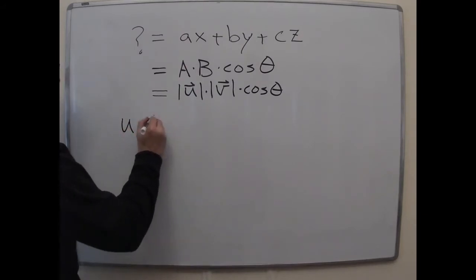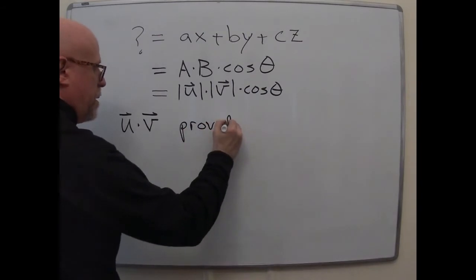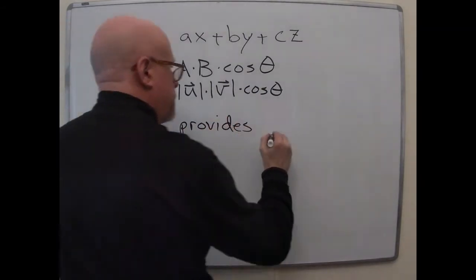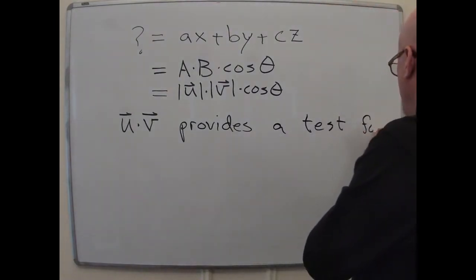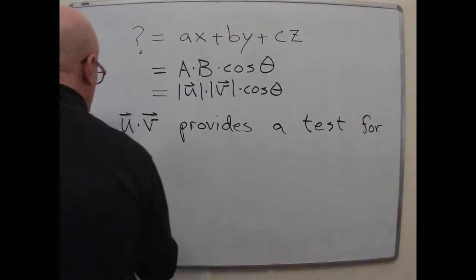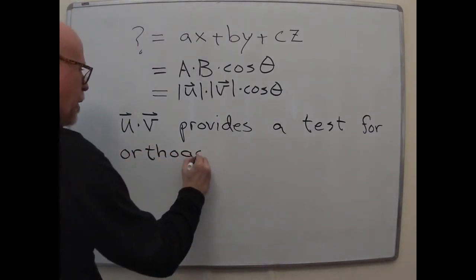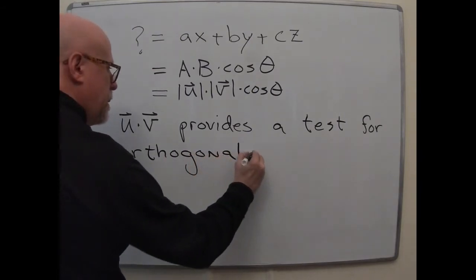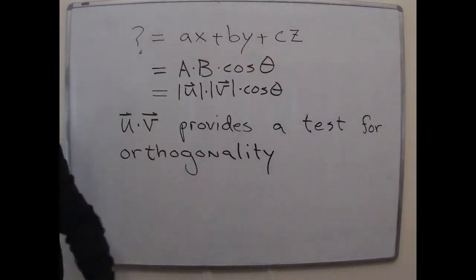U dot V provides a quick test to see if two vectors are perpendicular. I said perpendicular. The other way to say it is orthogonal. I kind of like orthogonal in this context. And so if I've got two vectors that I think are perpendicular to one another, orthogonal to one another, but I'm not totally sure, I can just do this little computation and find out.